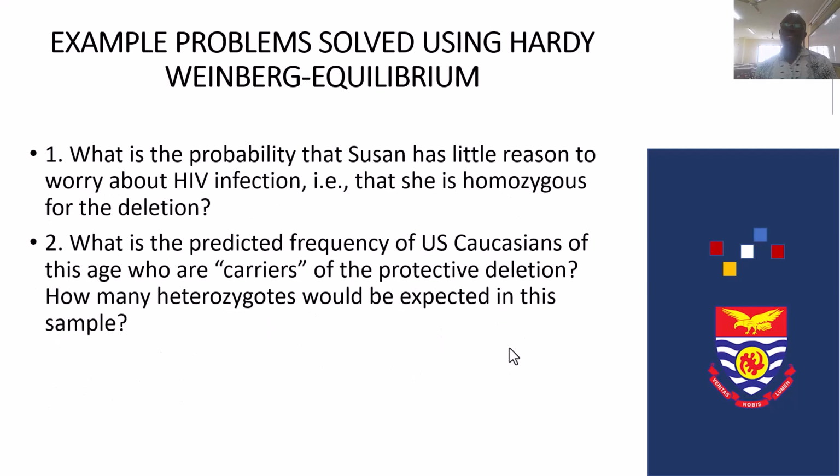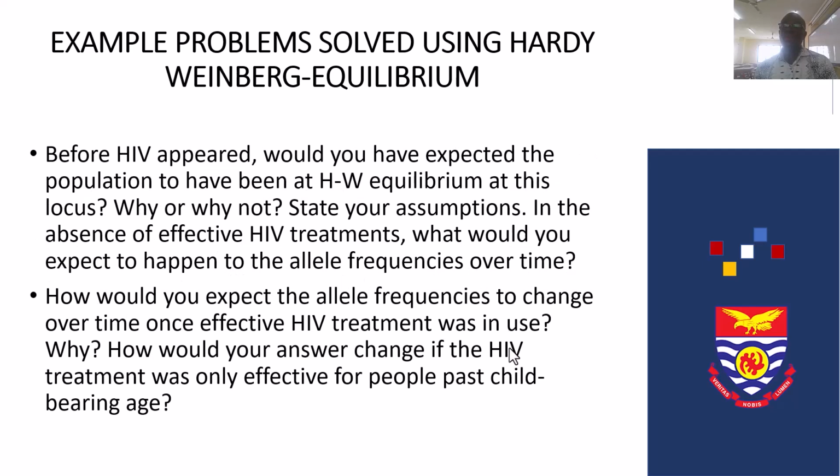What is the probability that Susan has little reason to worry about HIV infection? That is, she is homozygous for the deletion. What is the predicted frequency of US Caucasians of this age who are carriers of the deletion? How many heterozygotes will be expected in this sample? Before HIV appeared, would you have expected the population to have been at HW equilibrium at this locus? Why or why not? State your assumptions.